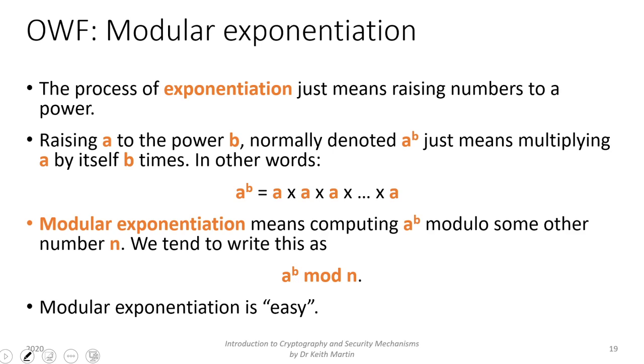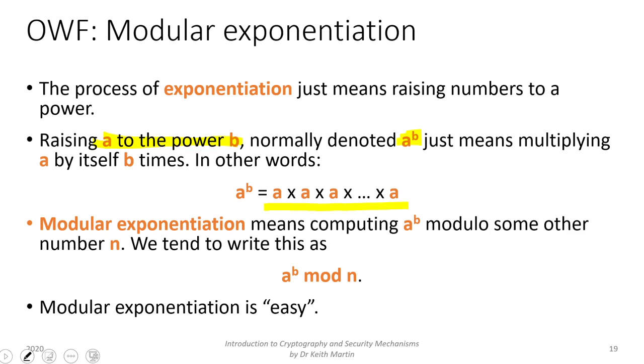Another one-way function that we would use is called modular exponentiation. Exponentiation is basically raising numbers to a power. So raising a to the power of b, we would call it a to the power b. That is basically exponentiation, where we have a multiplied b times. This is something that you all pretty much know.